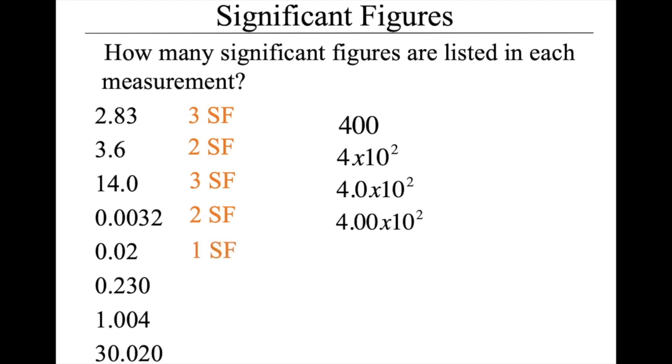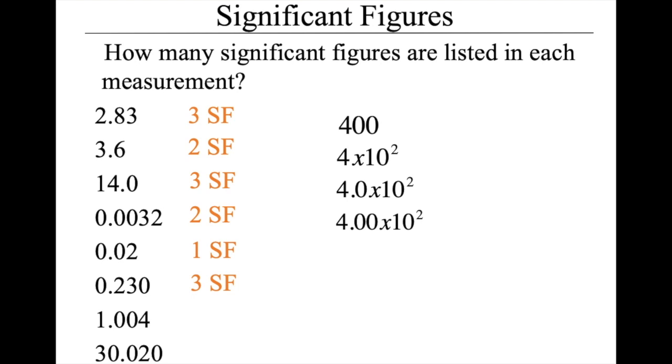The next one's an interesting situation. On this one, we do have a placeholder 0 to the left of the decimal, but we also have a trailing 0 to the right of the decimal. The placeholder is not significant. However, the 0 that follows the 3 is, and so that makes that 3 significant figures.